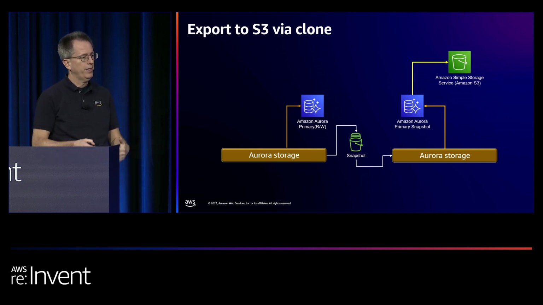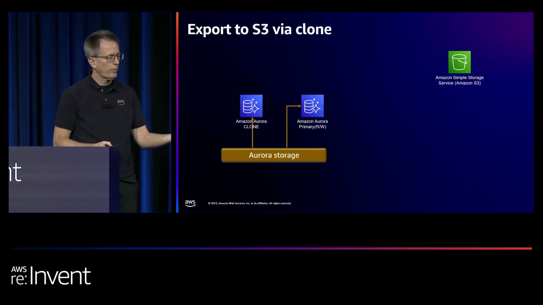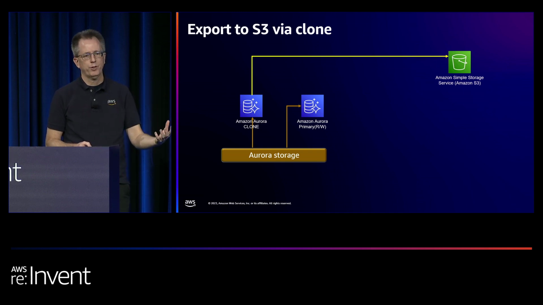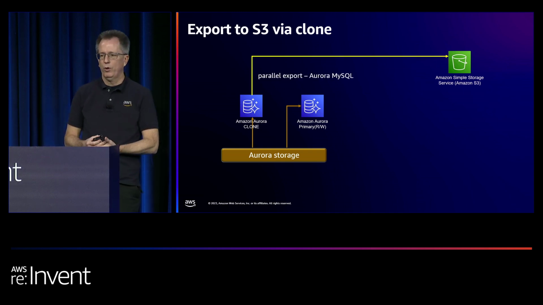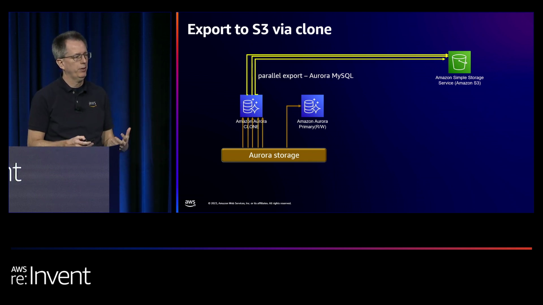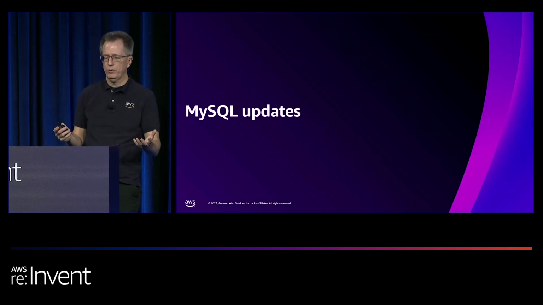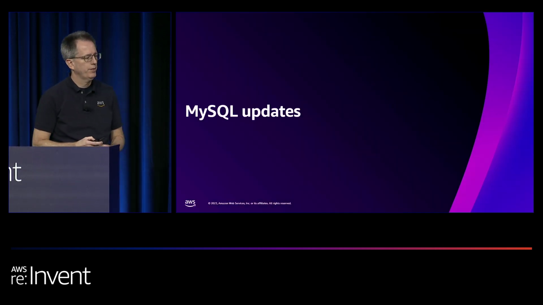But as you can imagine, that takes a while to take a snapshot and restore a snapshot and do all this work. Instead now, with exporting via clone, we can just do a clone, very quick, set up an instance on it, and then we can export it. And with Aurora MySQL, we actually have parallel export now that allows us to go even faster in parallel from that system. So speaking of MySQL, what are the changes that have happened recently?